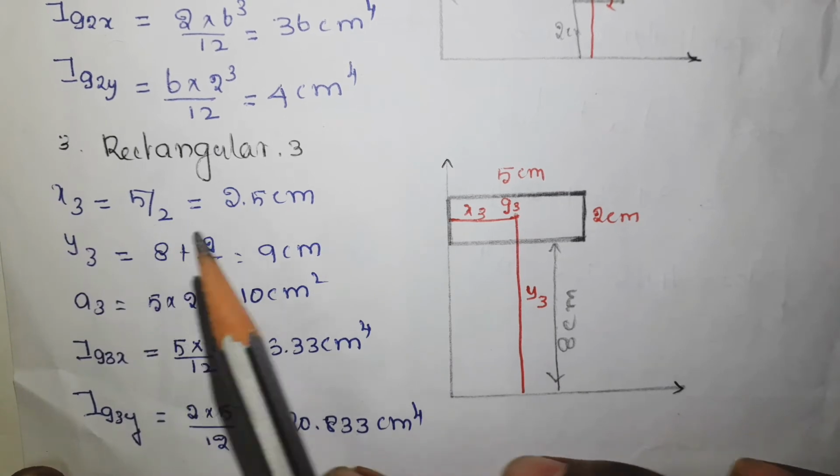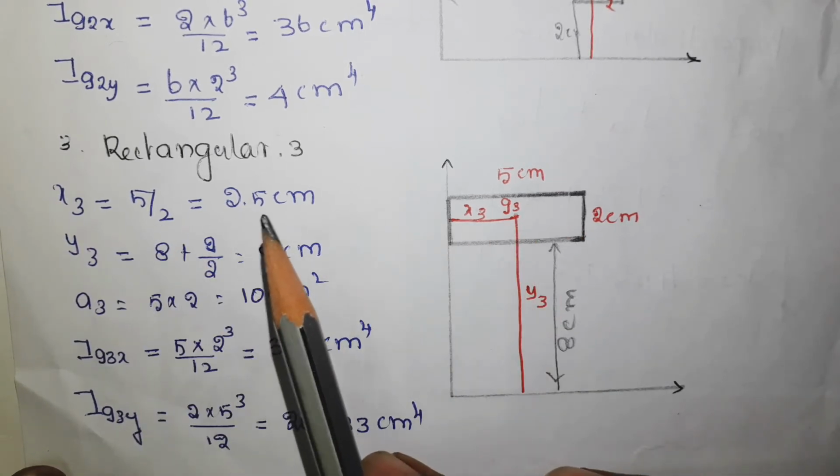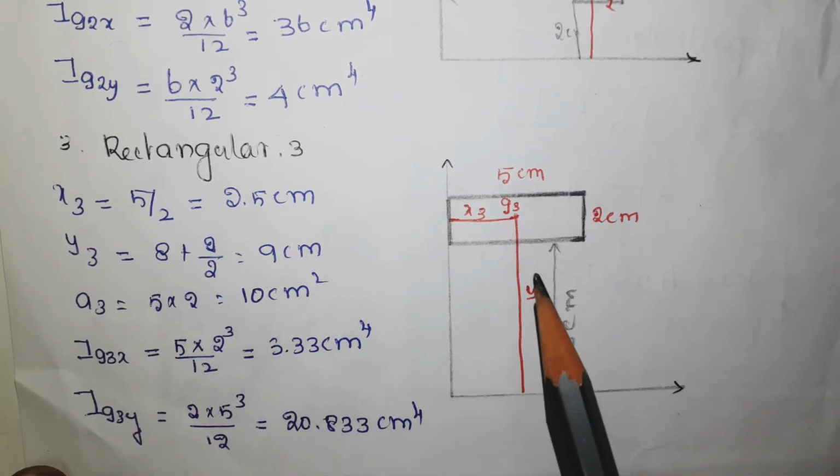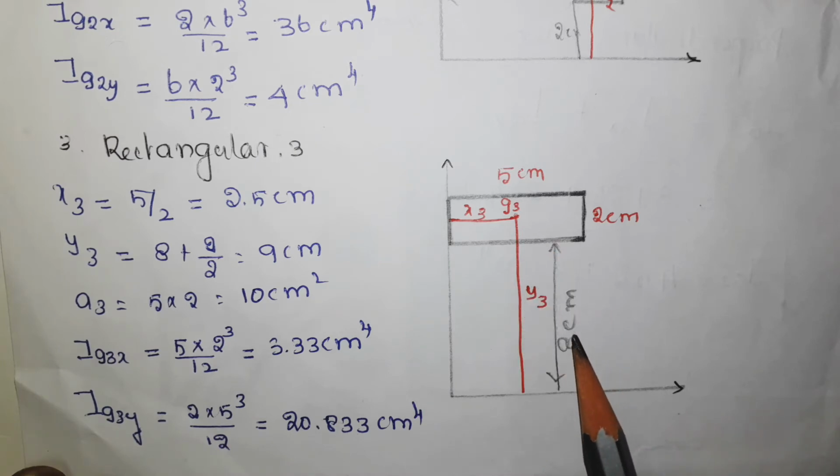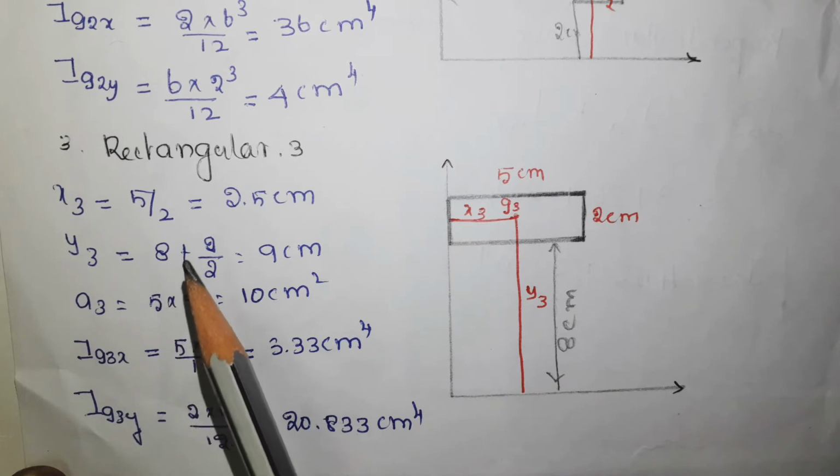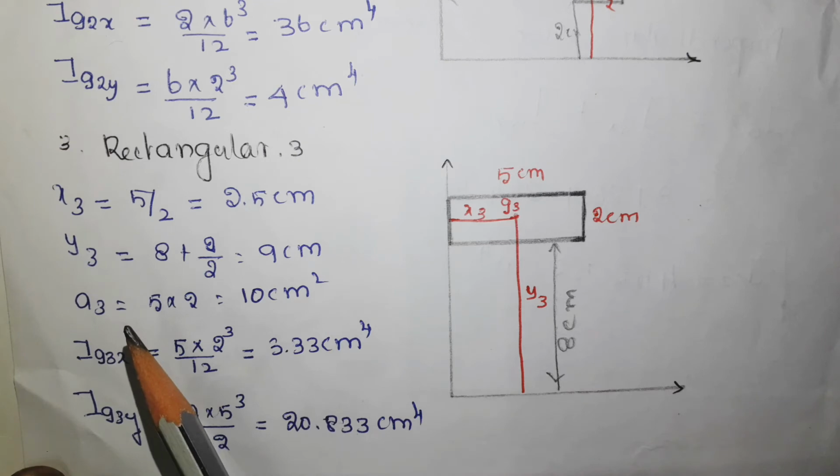Okay, x3 equals 5 by 2, total distance by 2, which is 2.5 centimeter. Y3: you see here this rectangle is located away from the y axis by 8 centimeter. So you have to add that: 8 plus the height, 2 by 2, which is equal to 9 centimeter. A3, the area of this one, is 10 centimeter square.